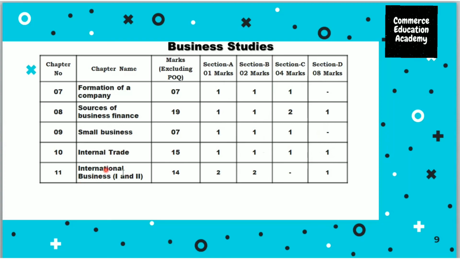The last chapter, this chapter carries 14 marks. So from section A, 2 questions, that is 1 plus 1. From section B, 2 questions, so 2 plus 2, 4. And there is no question from section C. And you have one question from section D, that is 8 marks. So 8 plus 4 plus 2. So the total weightage of this chapter is 14.